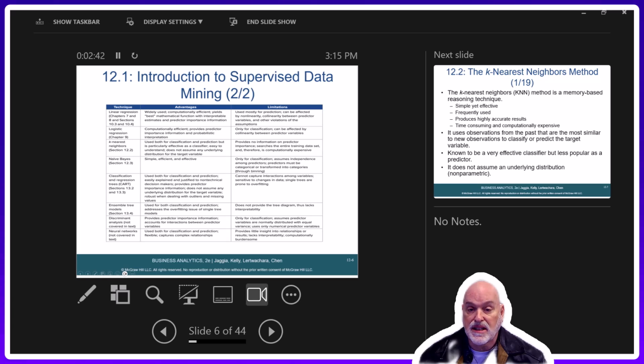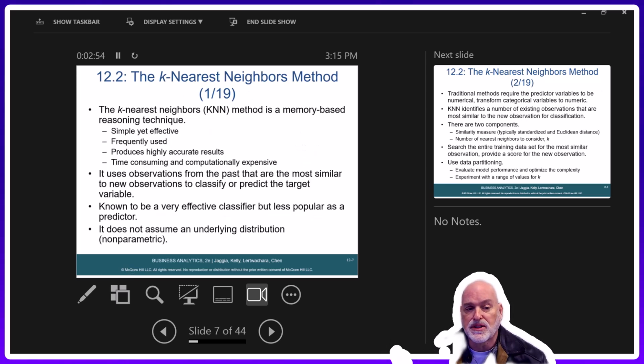Introduction to supervised data mining. These are some of the techniques that we have here, and then we have the advantages and the limitations of each of them. I'm not going to read this. You can see this on your own when you review the chapters.